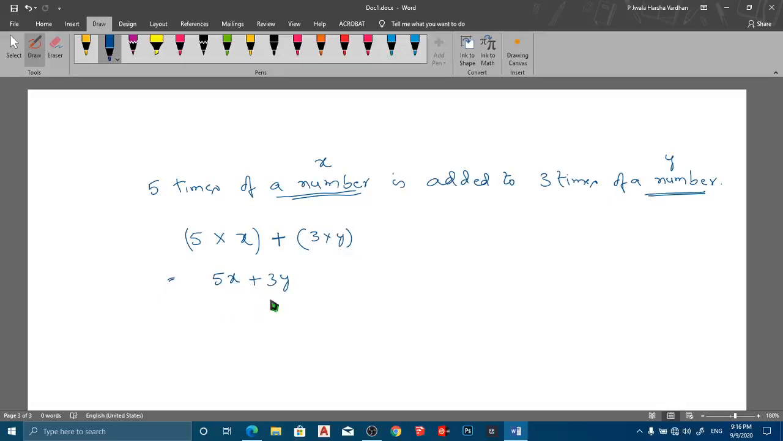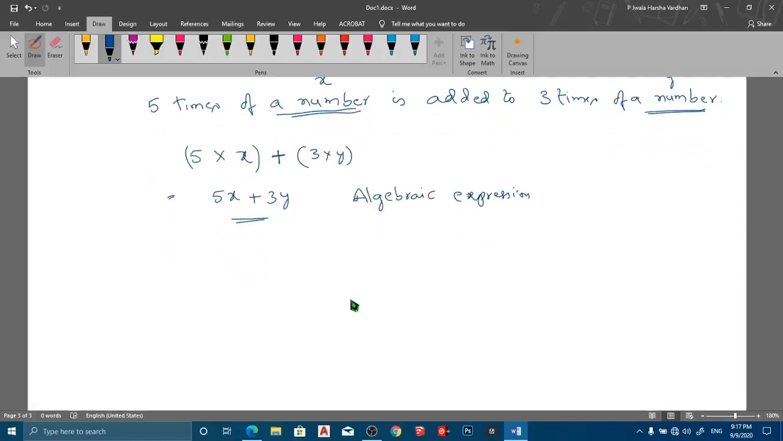So this type of statement is called an algebraic expression. So this is the mathematical statement. This is called the algebraic expression. Only expression only. Okay? This is called the algebraic expression, which is having two variables. Here two variables are there.